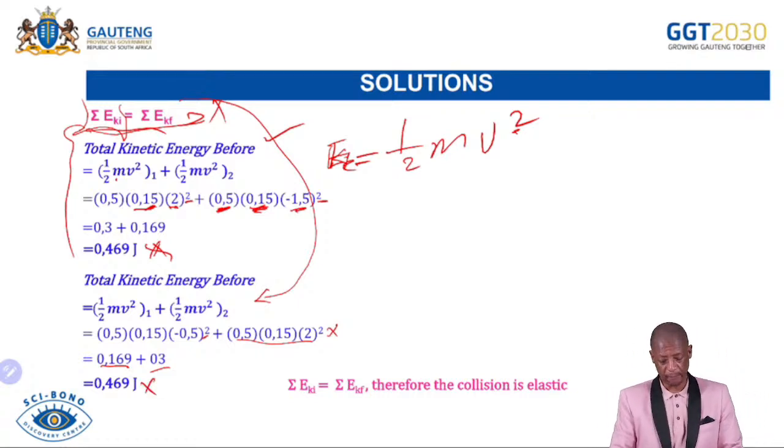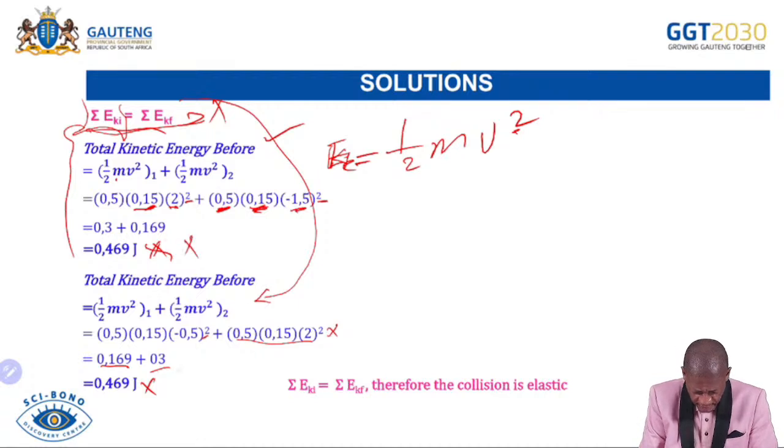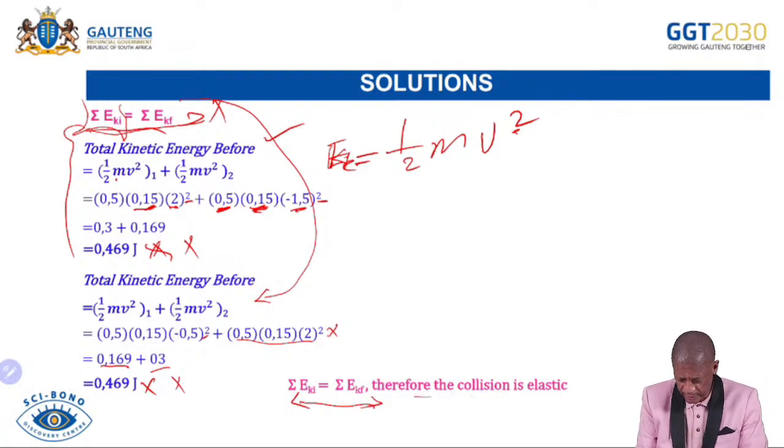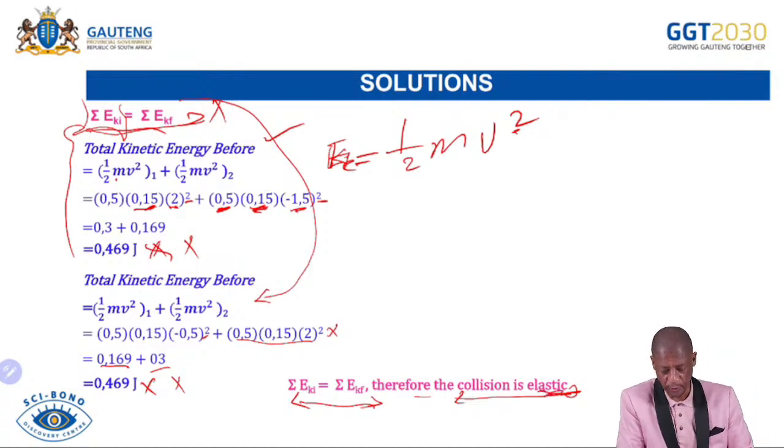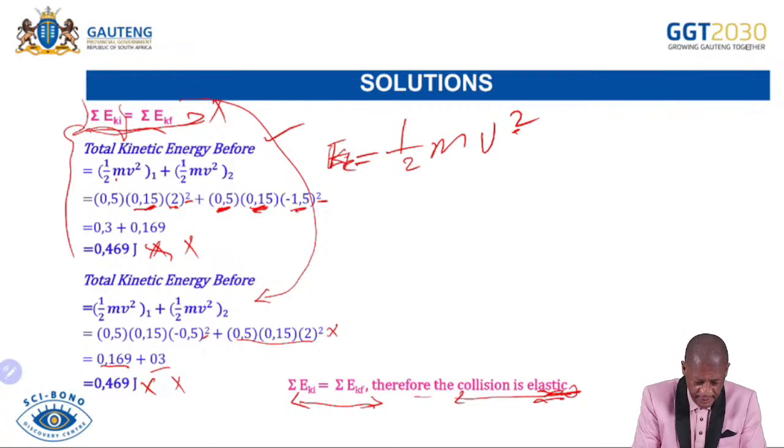What does this tell you? This tells you that the sum of the kinetic energy before is equal to the sum of the total kinetic energy after. So they are equal. Because the answers are the same, it means this is equal. And this, therefore, tells you this is what? An elastic collision. Remember, once the answers are equal, then it tells you that this is an elastic collision. That is what they wanted you to prove, that this is an elastic collision.